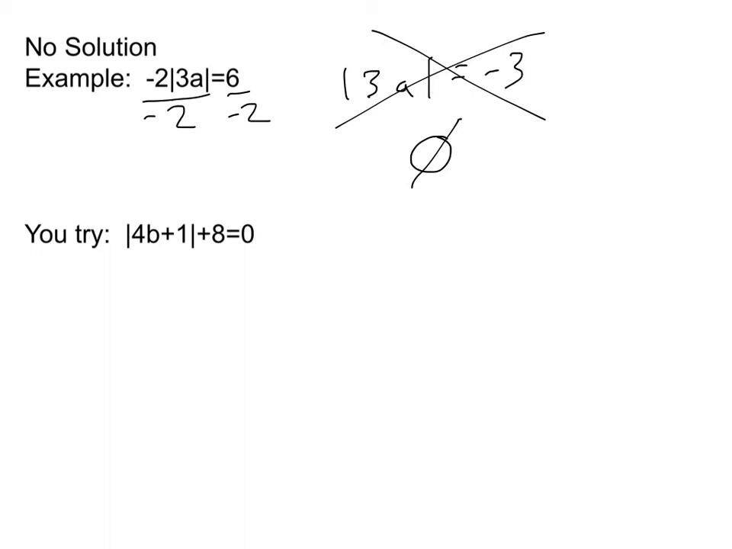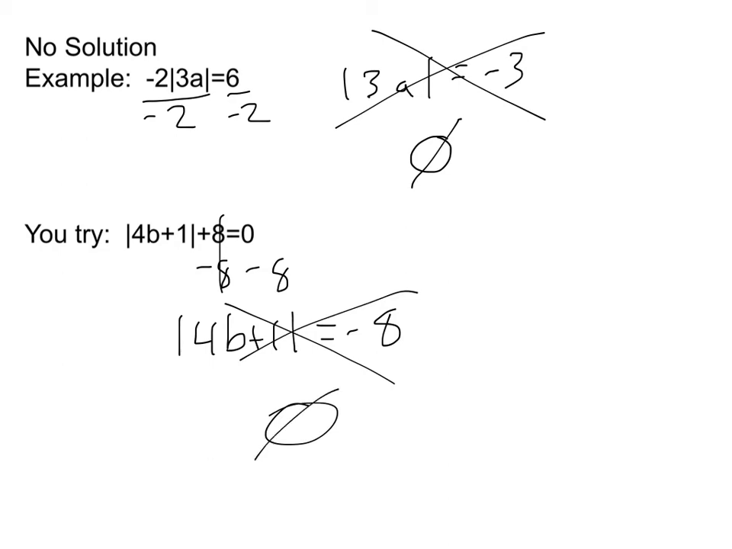Okay, as you solved this one, hopefully you saw you needed to take away 8 from both sides because it's a plus 8. So let's subtract 8 and subtract 8 from both sides. We get those to cancel. We get the absolute value of 4b plus 1 is equal to negative 8. Okay, that is a false statement. You cannot take the absolute value of something and get a negative answer. So right here that does not work. So no answer.